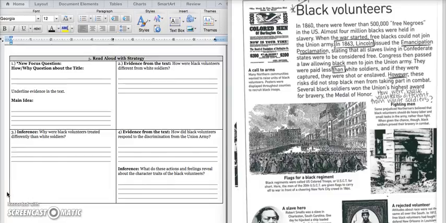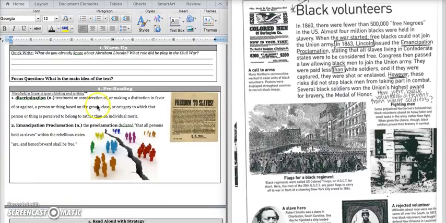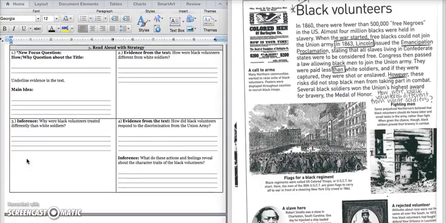In box 3, it says, why were black volunteers treated differently than white soldiers? So we need to think about the time period before the Emancipation Proclamation, like what was going on in the United States between whites and blacks that would cause whites to treat blacks differently. And then this is a good opportunity to use one of your vocabulary words. You can press pause as you're writing your answer and then play again when you finish.